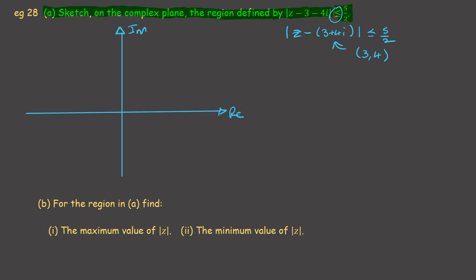So we've got that, and then we've got (3, 4) would be sort of here, and the radius is 5/2. So I know the distance from the origin to (3, 4) is 5, so it's going to be about halfway there, and then 5/2 is going to come down here. Let's just try and make a reasonable job of sketching it, and I can almost see that I'm not going to do what I just said.